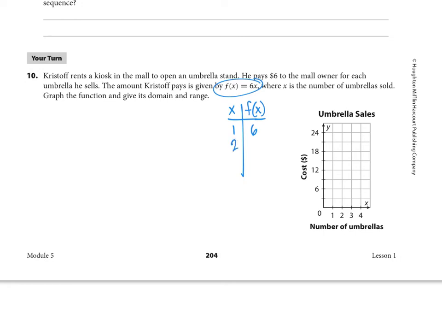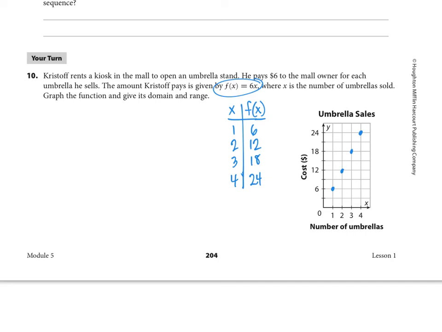2 umbrellas, he would have to pay the mall owner 12 bucks. 3 umbrellas would be 18 bucks, and so on. 4 would be 24. So if I were to plot this, I got 1 umbrella is $6, 2 is 12, 3 is 18, 4 is 24. Our domain and range. Actually, before we do that, we want to think, is this discrete or continuous? It actually doesn't tell us, but we want to think about discrete or continuous because it will help us with the domain and range, how we want to write it.